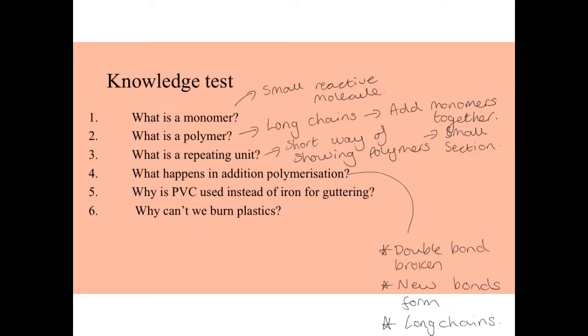Why is PVC used instead of iron for guttering? It doesn't rust and it's lighter. A better word to use is low density. And then why can't we burn plastics? They release CO2 and toxic gases.